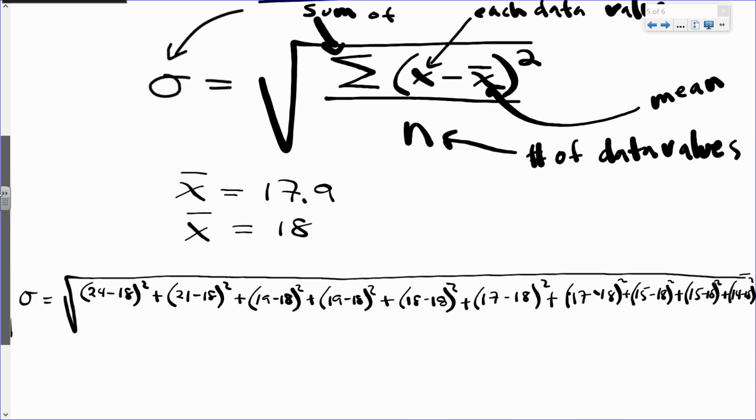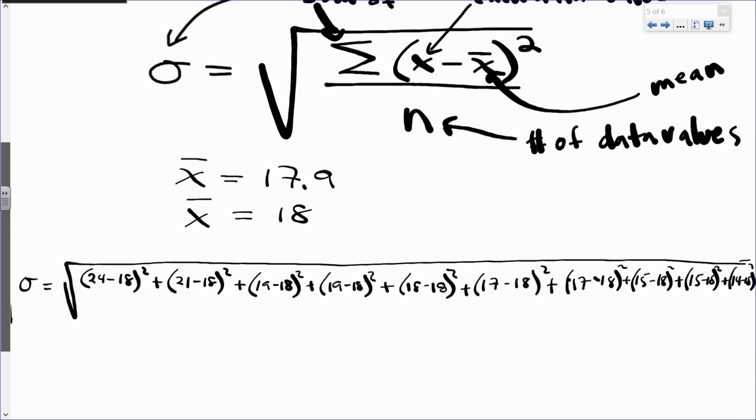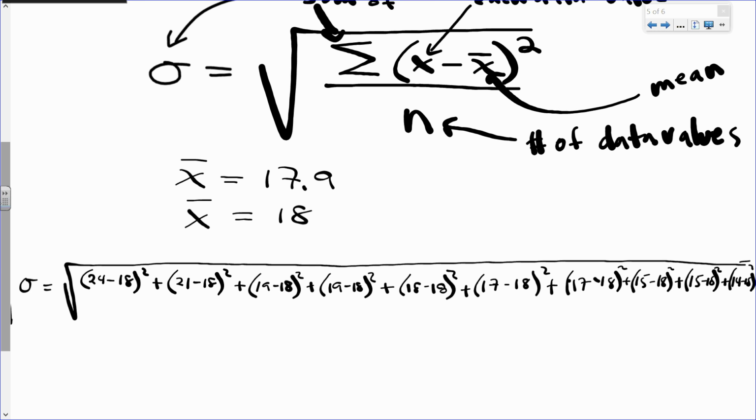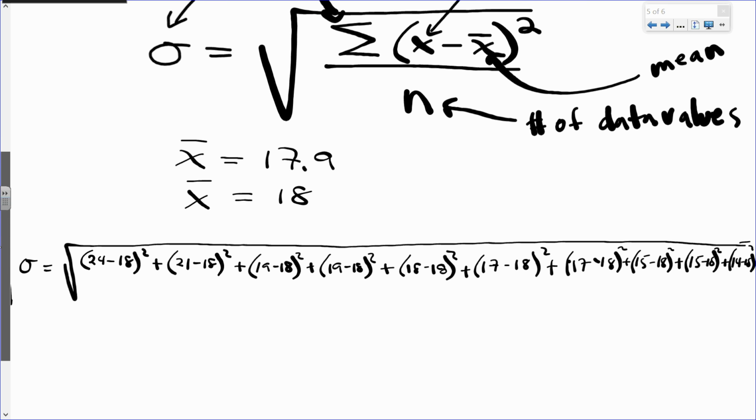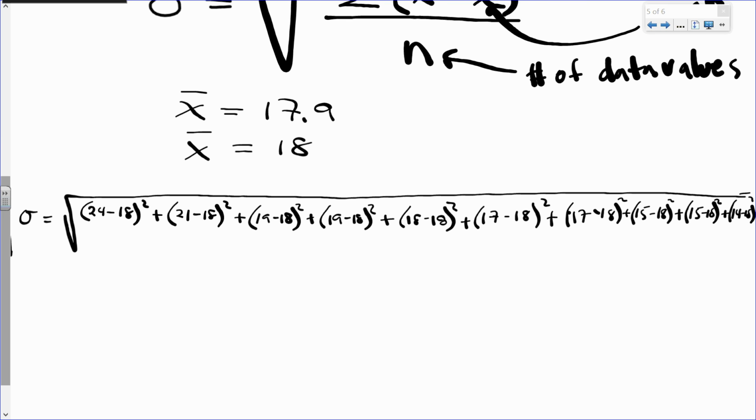That's all my numerator. Remember what we wrote down, the sum. I'm adding a bunch of stuff up, adding them all up. Every data value minus the mean. In other words, how far did every data value stray away from what's normal?